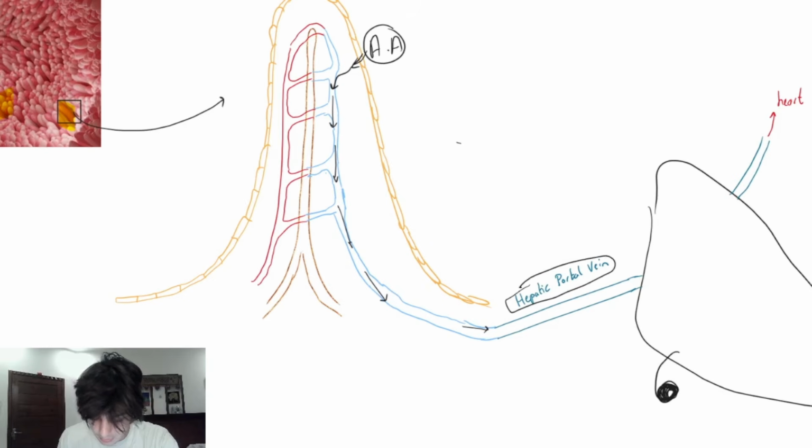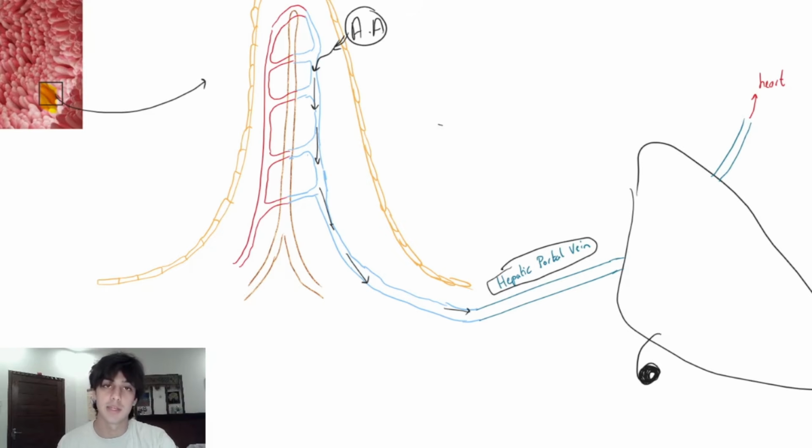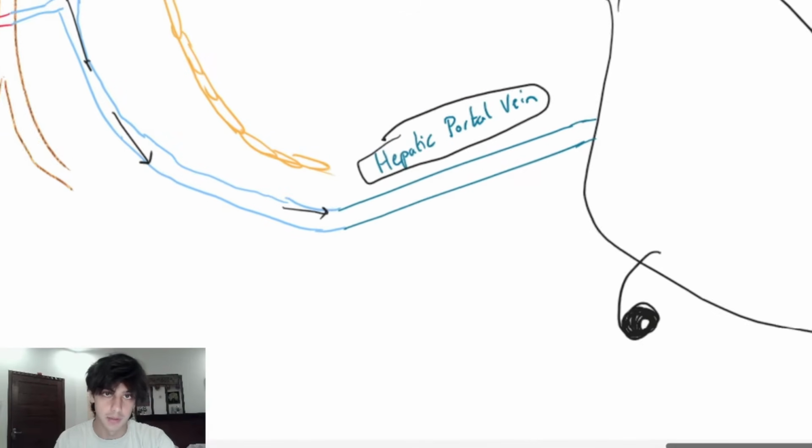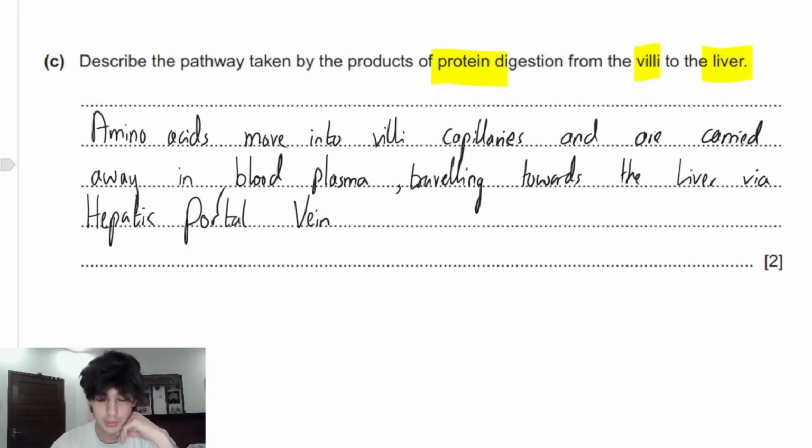Now, this is very important. This is something that most students don't know. They think that the vein that is actually responsible for bringing the gut blood into the liver is the hepatic vein, but no, it's going to be the hepatic portal vein. Okay, so don't mess this up. So essentially, this should be our answer.